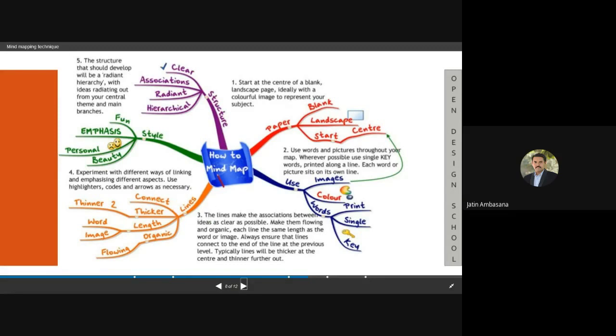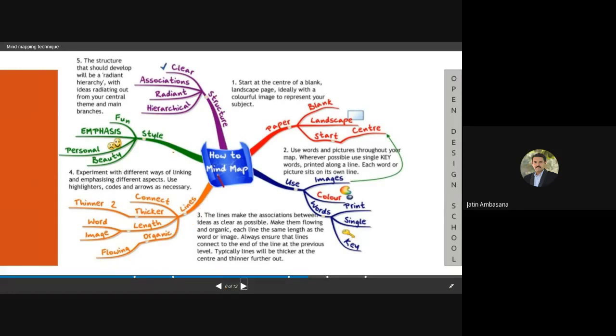Lines should be used to connect. They should be thicker when they start and thinner when they end. Okay, and the length should be proper according to the word and according to the image, and it should follow an organic flowing method. Okay, so the flow is maintained naturally. It looks as if it's a natural flow.